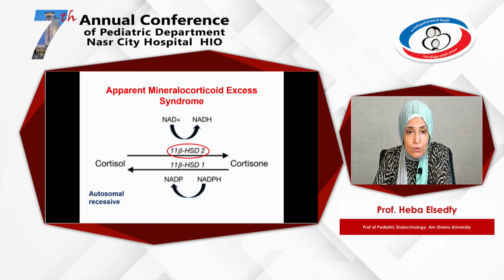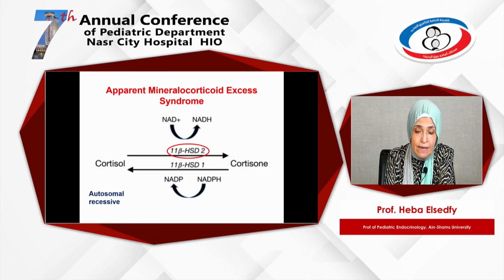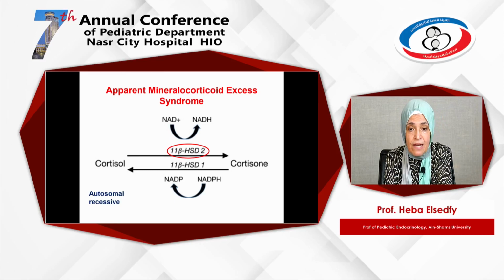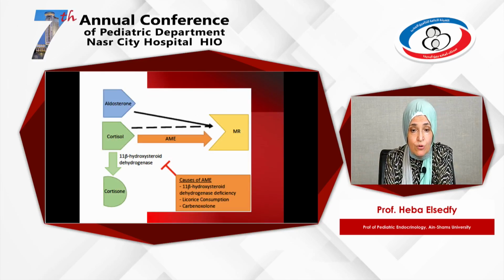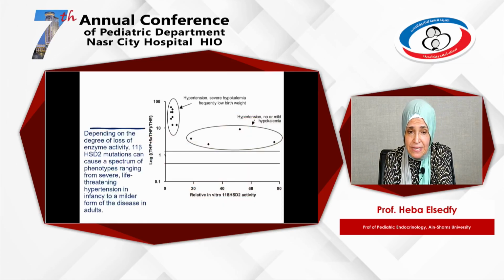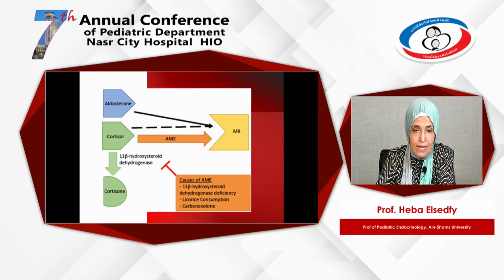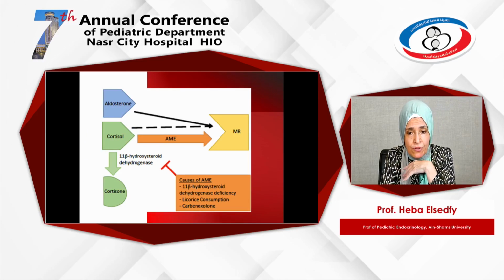Another cause of suppressed aldosterone and renin is the apparent mineralocorticoid excess syndrome, where cortisol produced in the body is normally degraded in the kidney to cortisone by the 11 beta hydroxysteroid dehydrogenase type 2 enzyme. If this enzyme is defective, then we will have excessive amounts of cortisol, and this condition is autosomal recessive. Cortisol in the kidney has more affinity to the mineralocorticoid receptor than aldosterone. However, it is rapidly degraded by the 11 beta hydroxysteroid dehydrogenase enzyme, so it will not act on the mineralocorticoid receptor.